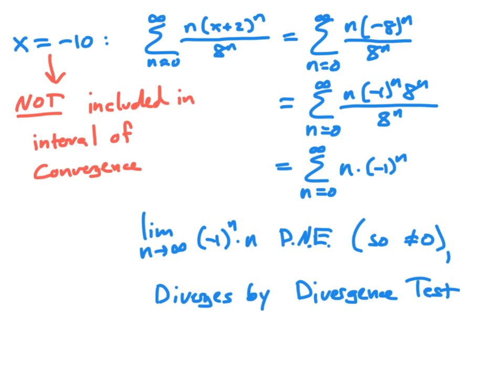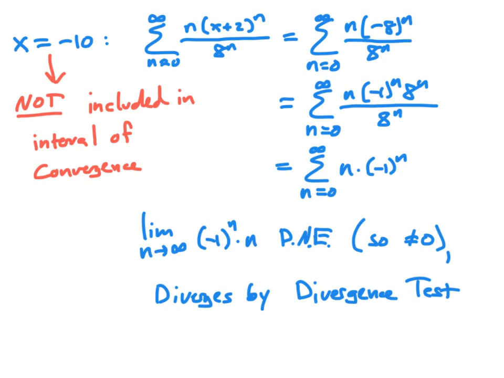When we substitute the left endpoint, x equals negative 10, into our power series, we obtain the series from n equals 0 to infinity of n times (negative 8) to the n over 8 to the n. We can break up (negative 8) to the n as (negative 1) to the n times 8 to the n. The 8 to the n's cancel, leaving us with the series from n equals 0 to infinity of n times (negative 1) to the n.